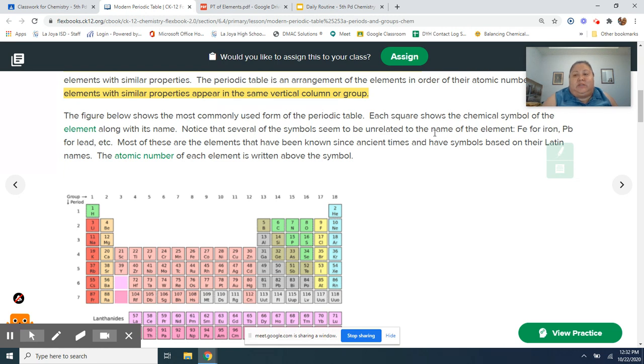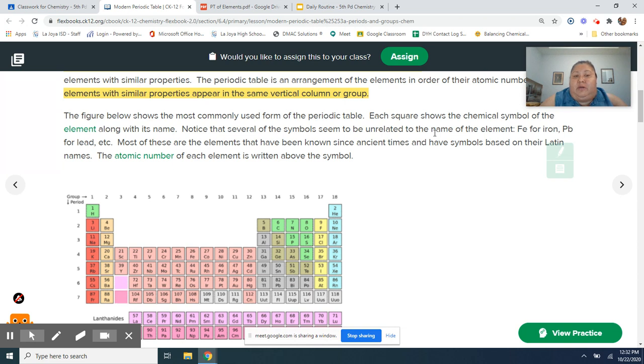And have symbols based on their Latin names. For example, iron has a symbol of Fe. Why? Because of its Latin name. Lead is the same thing. It has a symbol of Pb because of its Latin name.